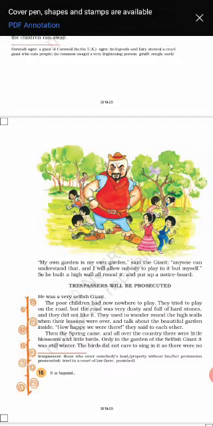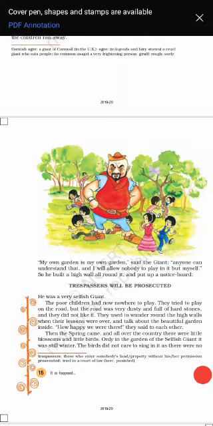That is why the author told us that he built a high wall all around it. It means he made a boundary around his garden and put up a notice board. And what did he write on the notice board: trespassers will be prosecuted.